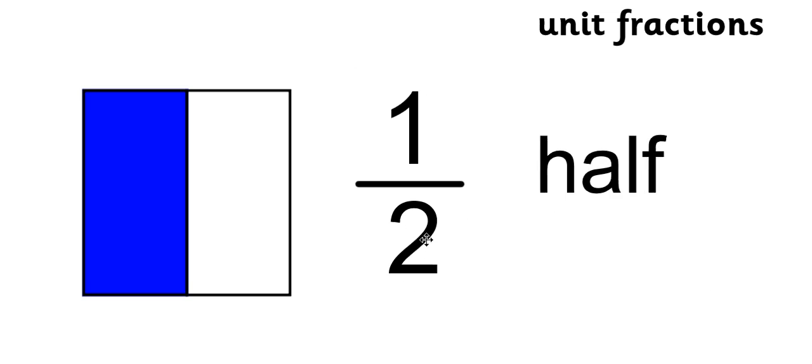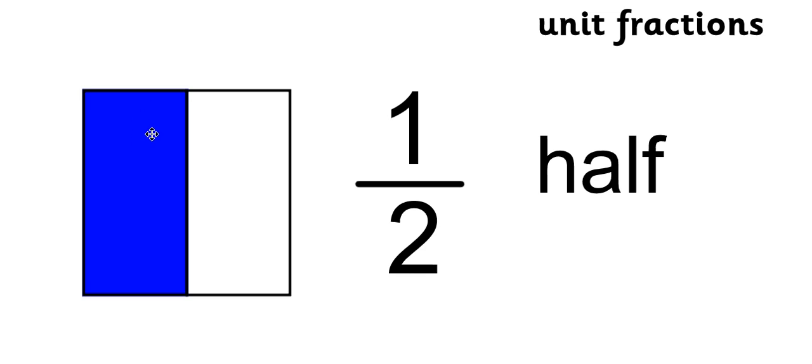This bottom number, or to use a very fancy word, denominator. Can I hear an ooh for a fancy word, please? This denominator tells us how many pieces there are altogether. There are two equal parts. And this numerator, another ooh please. This numerator tells us how many we've coloured in.